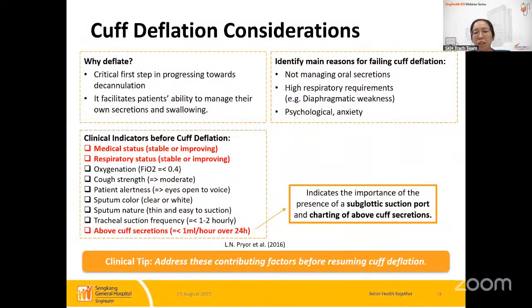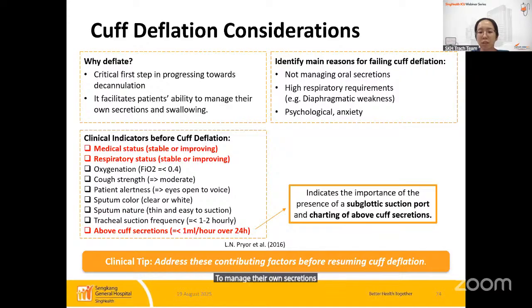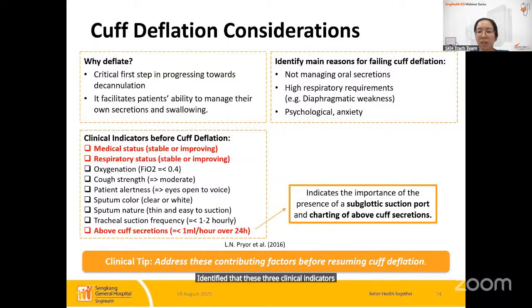Cuff deflation is an important step in the weaning process because it helps to facilitate the patient's ability to manage their own secretions and for swallowing. A paper by Pryor and his team identified that these three clinical indicators in red are sensitive and specific in determining if a patient is suitable for cuff deflation.